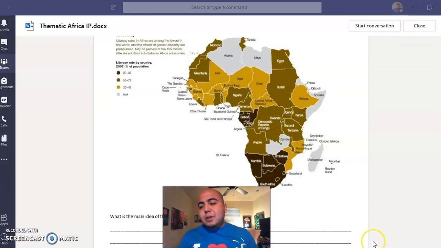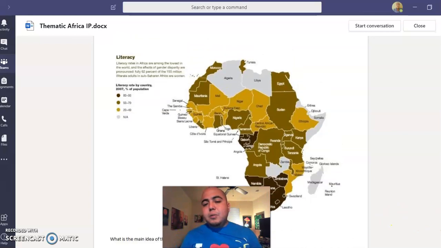Remember the first thing I told you in Unit 1, when you have a map, the first thing you look at is the title. This means literacy, and we see Africa. And then you have your key. This color represents about the highest level of literacy, and then it goes to medium, and then to low, and not available. That will take us to the next part of the questions.